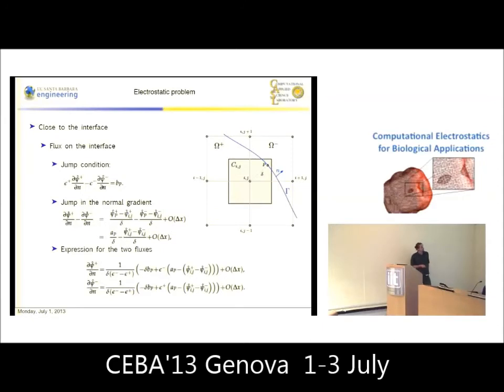The nice thing about this method is that first it's sharp, in the sense that the jump condition is imposed exactly at the interface. We don't have to assume that the dielectric constant is varying smoothly from one domain to another. So there is really a jump in this coefficient. Also, if you look at this expression, I don't know if it's clear, but you can see that it's rather simple, and it's only making use of neighboring points. That means that the structure of the matrix is going to be changed, but not that much, which is always a nice thing.